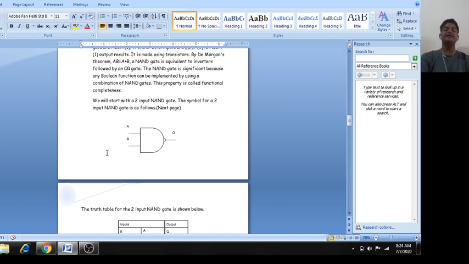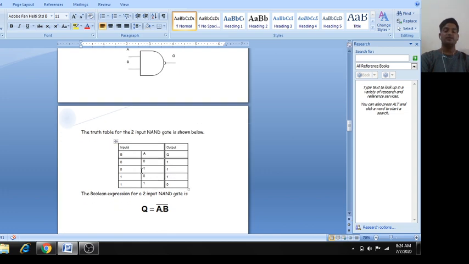Now the NAND gate. NAND is nothing but AND plus NOT. This is your AND gate symbol and this is NOT. AND plus NOT, and this is your truth table. 0 into 0 equal to 0 and complement 1. 0 into 1 is 0 and complement 1. 1 into 0 is 0, complement 1. 1 into 1 is 1, complement 0, and the expression will be Q equal to (A dot B) whole bar.